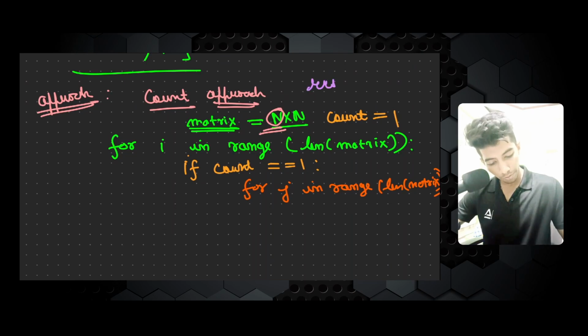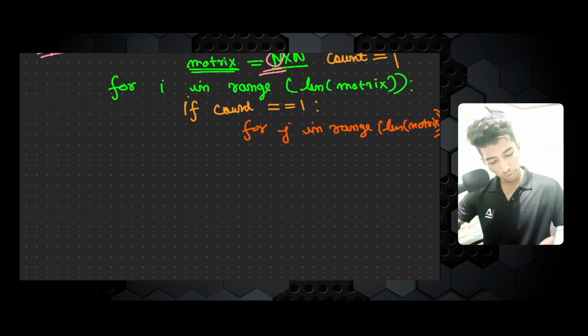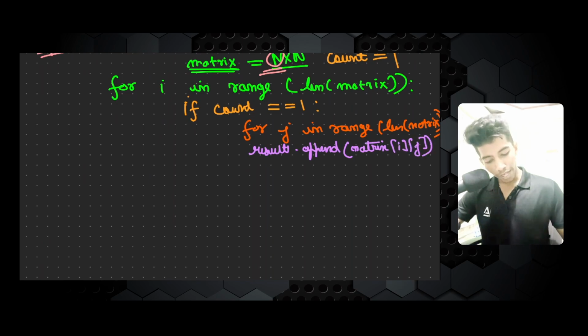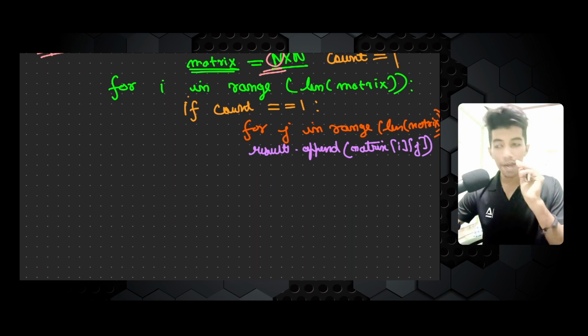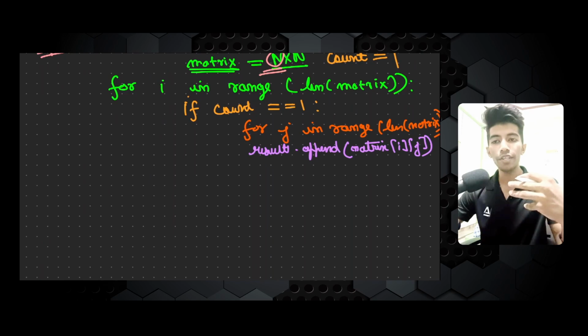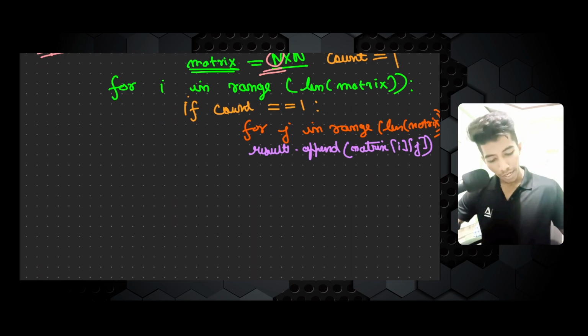result array, and what we will do, result dot append, let me take it here. So result dot append matrix of I and j. So like this I just added the value, or what I will do, I just appended the value further, right? Like this we will do.